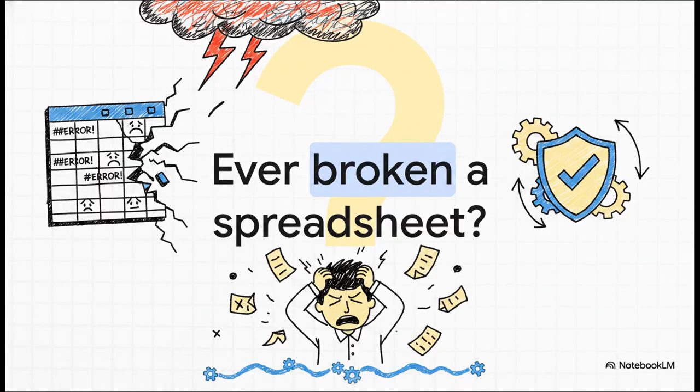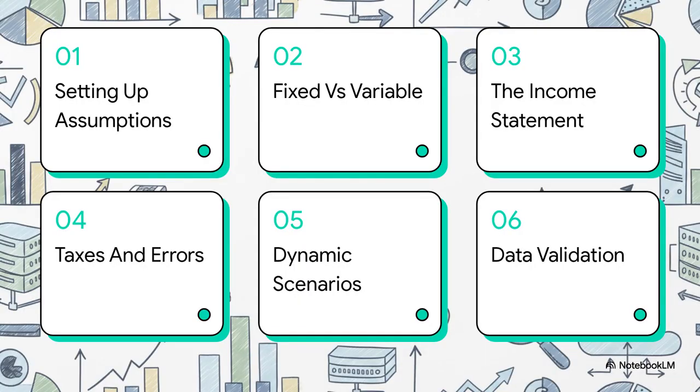But first, quick question for you. Have you ever downloaded a template or maybe inherited a spreadsheet from a colleague, changed one single assumption, and then just watched in absolute horror as the entire document broke into a sea of error codes? Yeah, it's incredibly frustrating. Well, today I'm promising you a dynamic, totally foolproof solution that stops exactly that from ever happening again. So here's our blueprint for today.